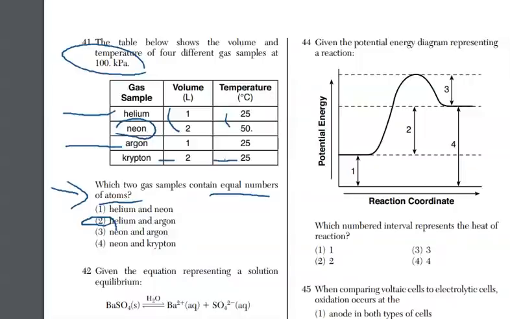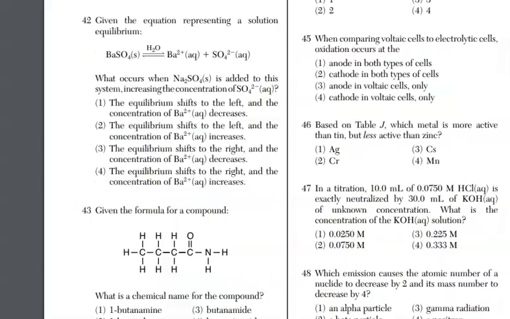Moving on to 42, we have a solution equilibrium here. And we're going to end up with Le Chatelier's principle. In other words, we're going to stress out the system here. We're adding sodium sulfate, and this is going to increase the concentration of the sulfate polyatomic ions. When you add something to a system at equilibrium, the shift is away from the side you add it. So AA, add away, TT, take towards. So the equilibrium is shifting to the left.